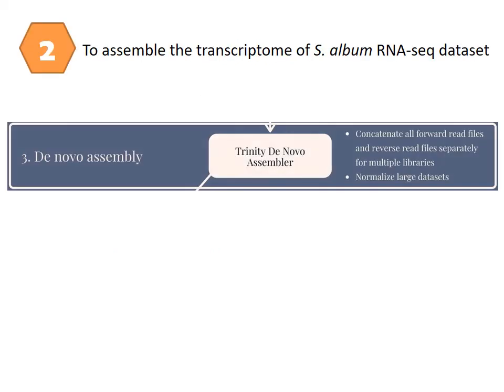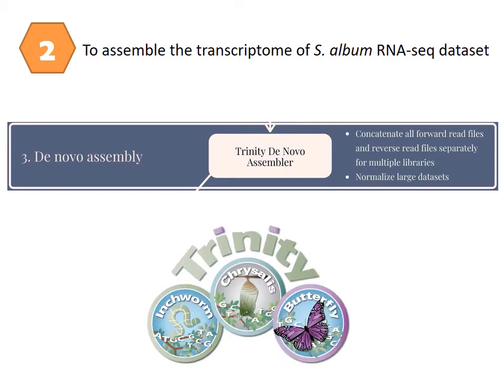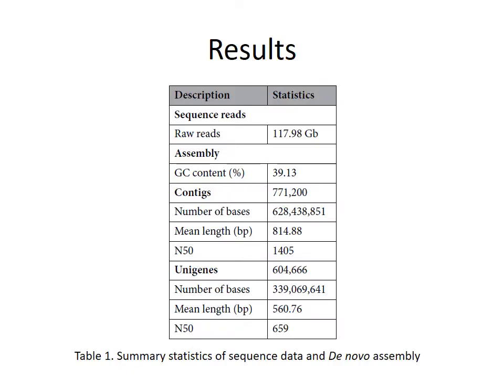Assembly of the transcriptome of S. album RNA sequence dataset was done via de novo assembly using the Trinity de novo assembler software. This software is able to concatenate all forward read files and reverse read files separately for multiple libraries and is able to normalize large datasets. Table 1 shows the summary statistics of sequence data and de novo assembly, where 117.9 gigabytes of raw reads were generated. Over 600 million bases were arranged into 700,000 contigs, and this was further arranged into over 600,000 unigenes, with the N50 value of 659.